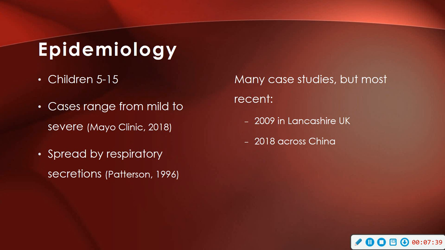So how does this spread and where can we find it? Well, for the most part, children between the ages of 5 and 15 are the ones who are the most prevalent. They're at most risk and are, by numbers, the ones that get it.